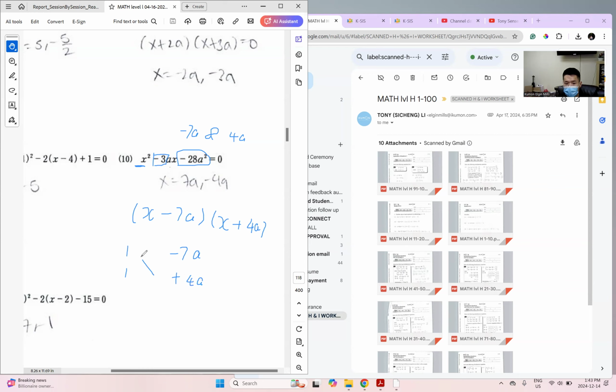If I cross multiply, 1 times 4a is 4a. 1 times negative 7a is negative 7a. So negative 7a plus 4a is negative 3a, which matches the negative 3 over here. Then this is perfect. So all I need to do is put an x here instead. Thank you so much, David. Okay, right? So x is equal to 7a and also negative 4a. That's how you solve it. Okay, you're good. Any questions? You're good? Thank you.